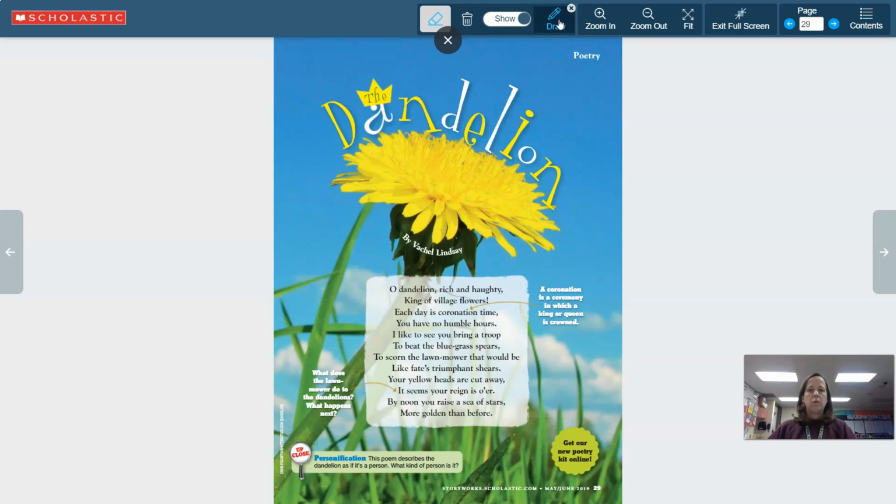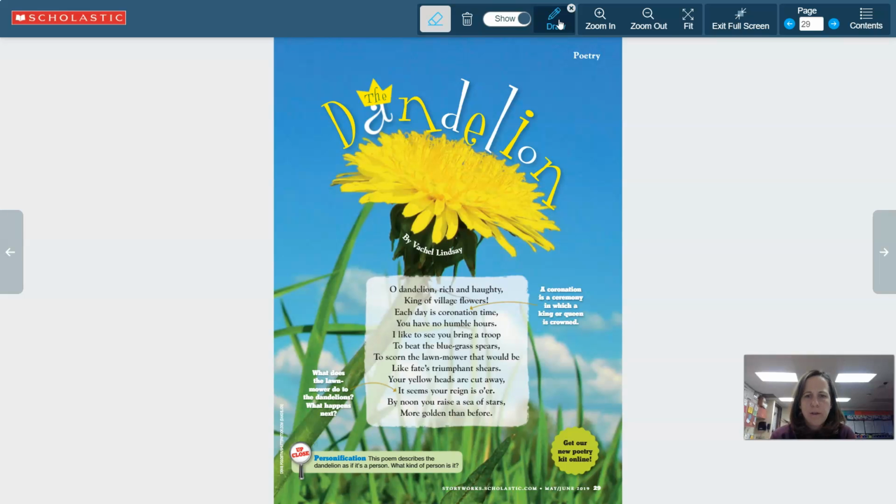All right, so the dandelion. I'm going to read this a couple of times because as readers, especially with poetry, it can be kind of hard to understand at first, especially if you don't catch on to the rhythm or the rhyme right away. Or sometimes they use words like haughty or coronation, and so I like to read it two or three times.